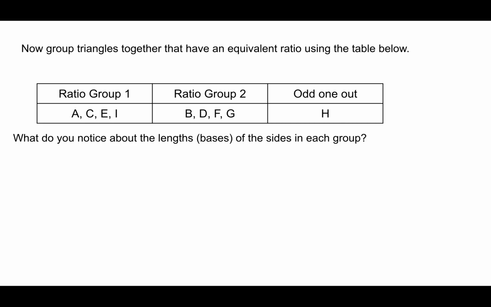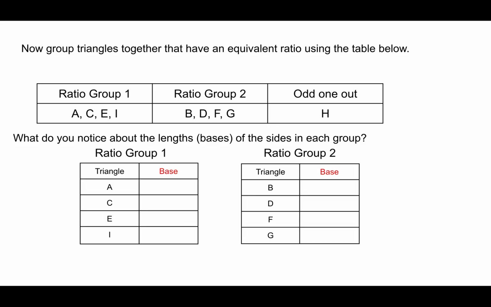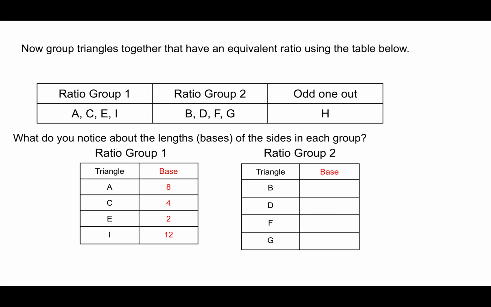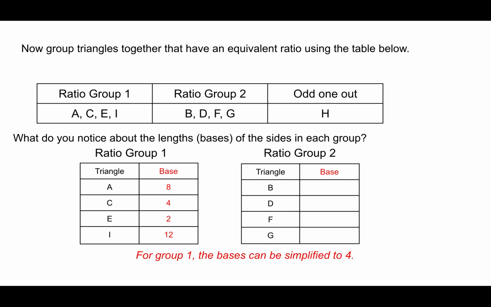So what do you notice about the lengths of the bases of the sides in each group? Well, let's look at ratio group 1. For triangle A, the base was 8. For C, it was 4. E is 2, and I is 12. So what I noticed is the bases can be simplified to 4. You can divide them all by 4, and for E, I could multiply it by 2 to get 4, or divide it by 4 and get a half. For ratio group 2, I noticed that they all could be simplified to 3.